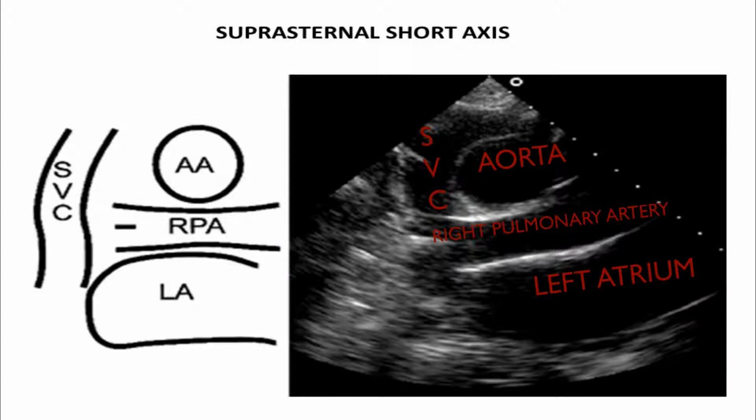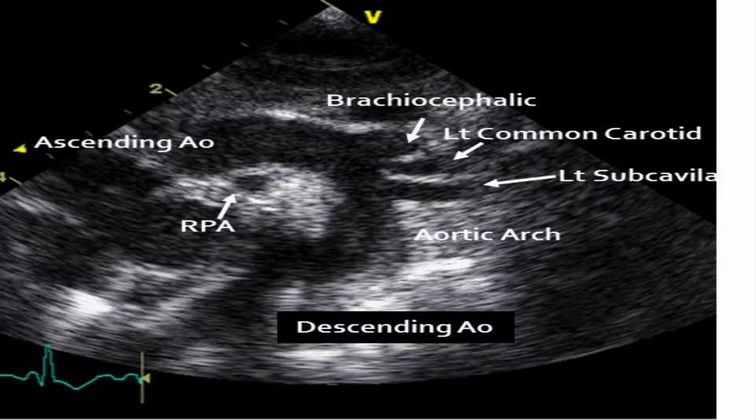In the suprasternal short axis, you're going to see the aorta like a circle, not as an arch. You'll see the right pulmonary artery in the long sort of axis going right underneath the aorta, and then the left atrium at the bottom of the image. You might see the superior vena cava on the left side of the image or the right side of the patient, but don't always see that. When evaluating for dissection, probably the long axis would be the preferred way to go, but you should try to see everything in two planes.